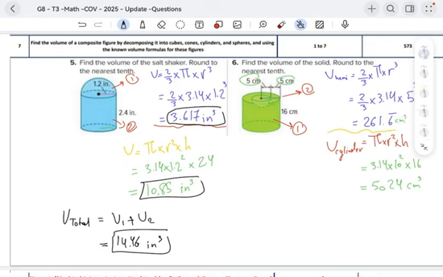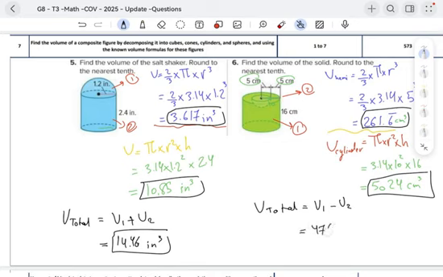Now to find the total volume, as we said, V total, we're going to subtract V1 minus V2. V1 is 5024, the volume of the cylinder, minus the volume of the hemisphere, which is 261. So the total volume will be 4762.3, and the unit is centimeter cubed.